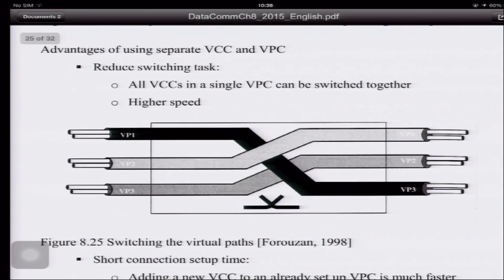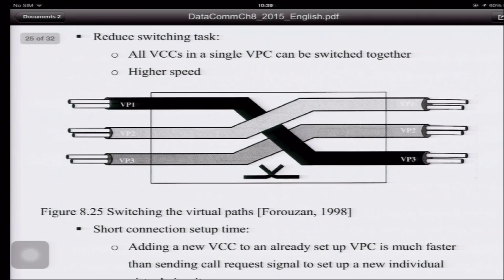So by using two layers of virtual circuit, the VCC and VPC, you reduce the switching cost. All VCCs in a single VPC can be switched together. When you have a bus, you turn: bus number 5 comes here and then turns right at this intersection. You don't have to worry about the individual people in the bus, they will always go with the bus. And you have a higher speed, because of less delay.